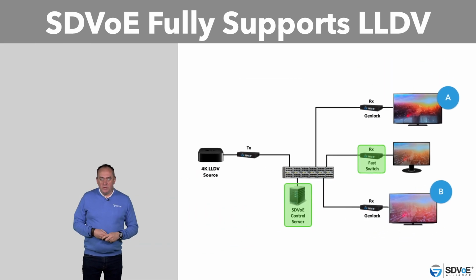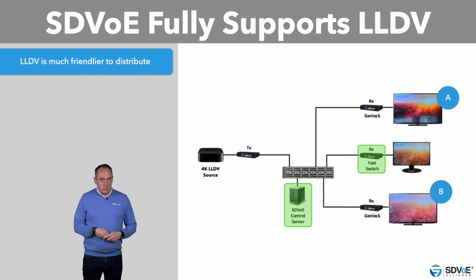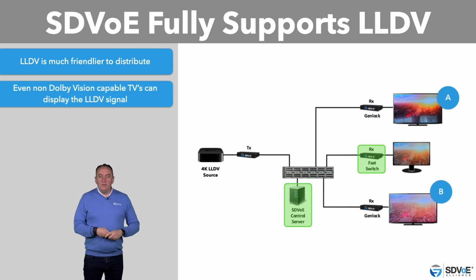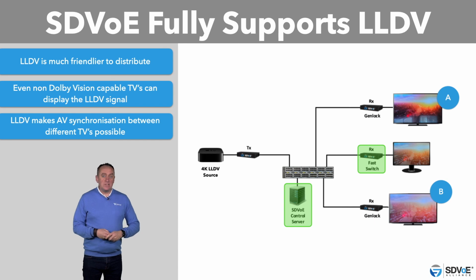Compared to standard Dolby Vision, there's no more finicky data packing of metadata within the active picture pixel data, making LLDV much friendlier to distribute. Even a non-Dolby Vision capable TV receiving an LLDV signal will correctly display that LLDV signal. In the case of standard Dolby Vision, image corruption was the result we were previously plagued by. Latency is another huge improvement of LLDV, and AV synchronization between different TVs is now possible.